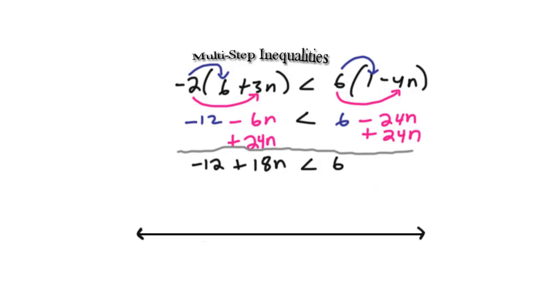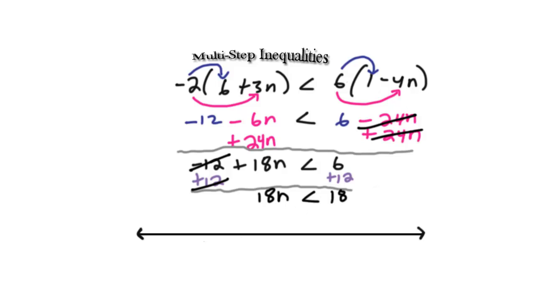This is a couple of steps left. So what I want to do next is I'm going to add 12 to both sides, right? Because I want to get rid of that negative 12 there. So when I do that, I'm going to be left with just the 18n, right? Because the negative 12 and the positive 12, they went away. Right? Should cross these out too. And then we have less than, and then we have 6 plus 12, which is 18.